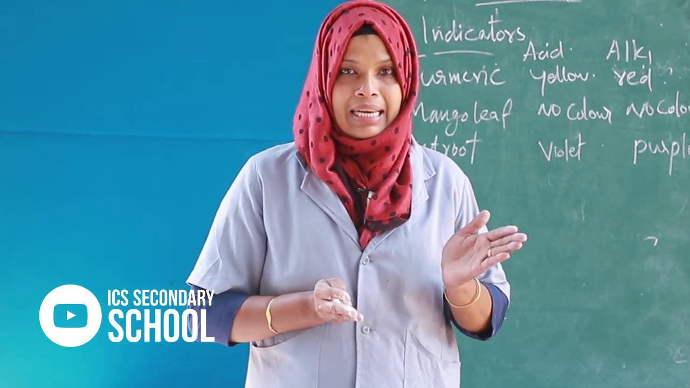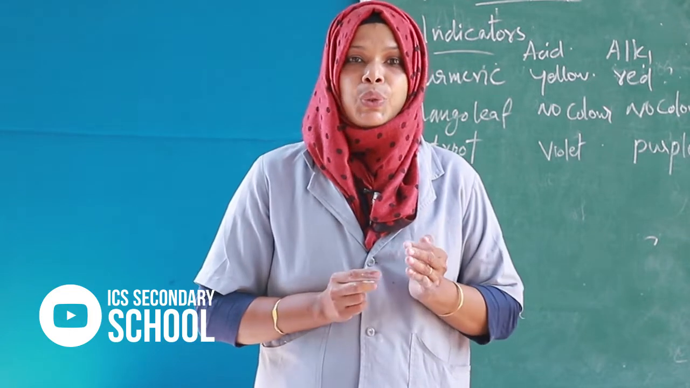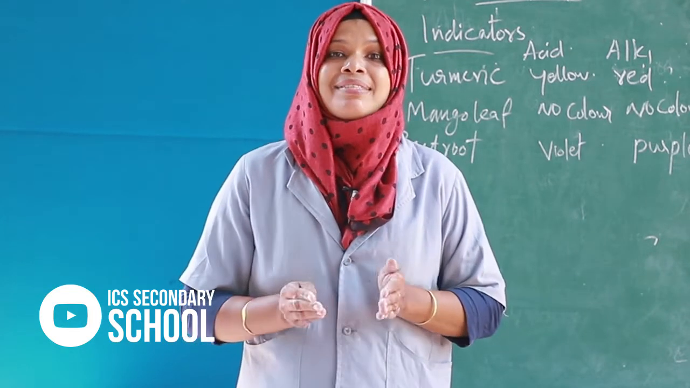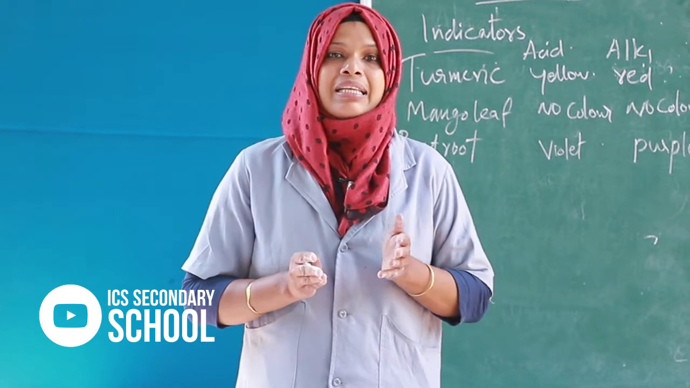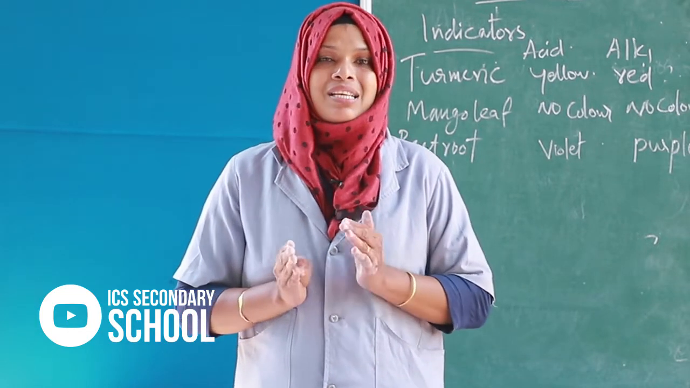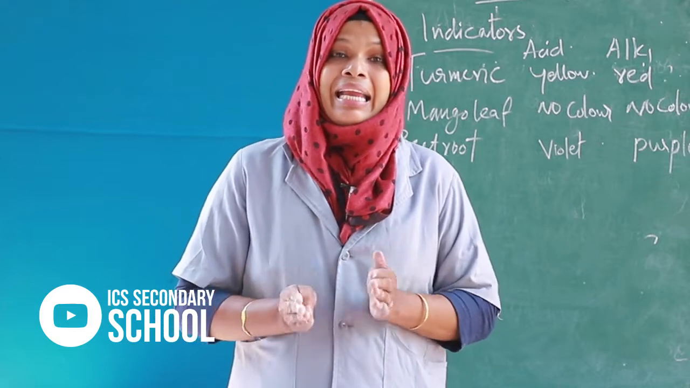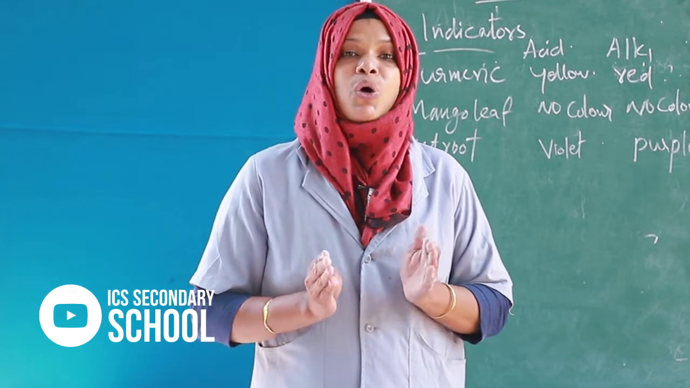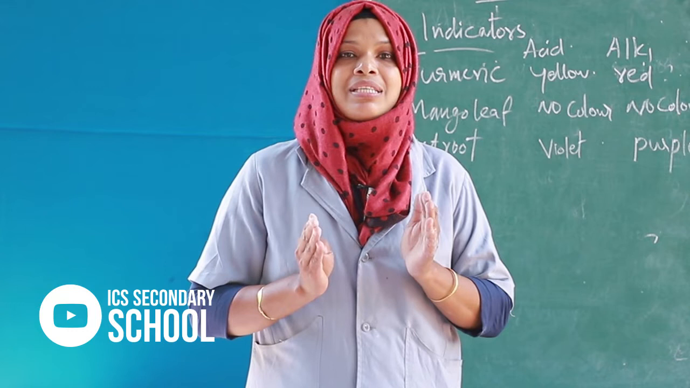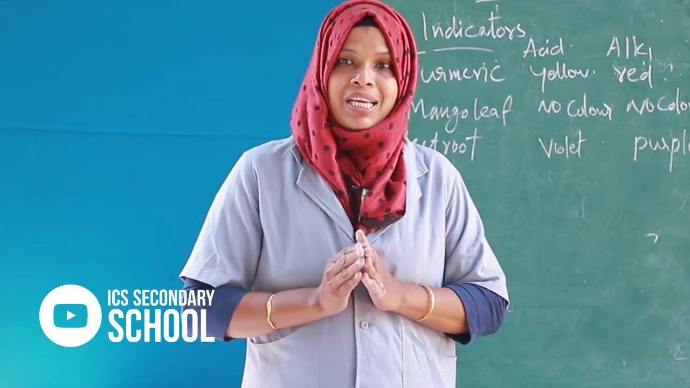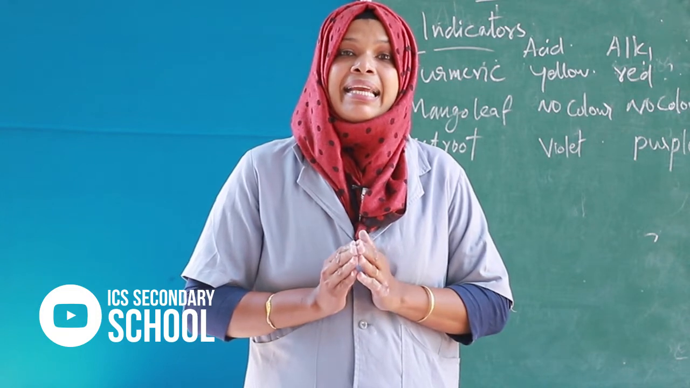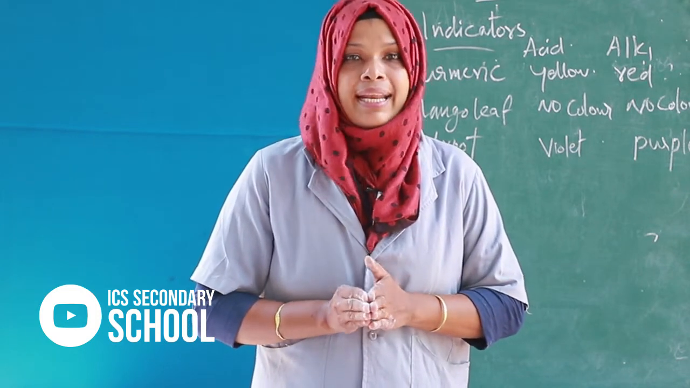Plant parts like turmeric, beetroot, etc. are used as an indicator. Also, litmus paper is used as an indicator in the laboratory.